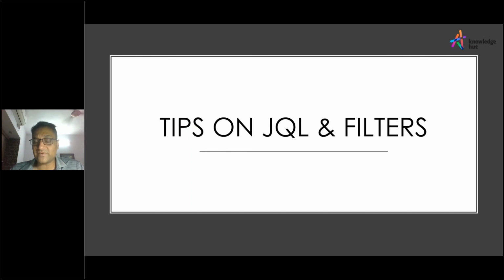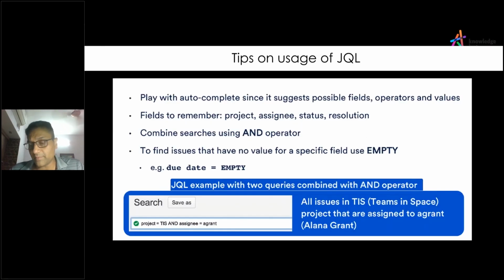Now, some additional tips when it comes to JQL queries and filters. Some of you probably are, I'm quite sure, already using some of these, right? In case you're just new to Jira and you want to learn more about JQL queries, my suggestion is always to go back to the basics, right?